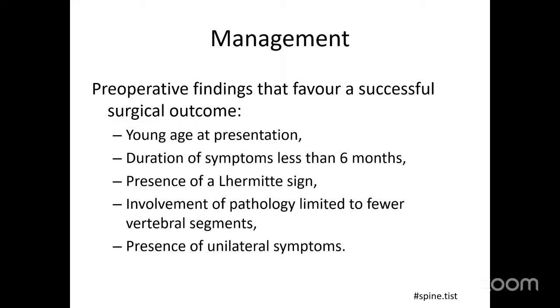Now, the first question which you will get when you advise surgery would be what is the prognosis of the surgery? How good will I get after the surgery, right? So what are the good prognostic factors? First is young age at presentation. Duration is very, very important, most important. The duration of symptoms should be less than 7 months, 6 months, right? Involvement of pathology is limited to one or two levels, and presence of unilateral symptoms, not all four limbs. So these are good prognostic factors.